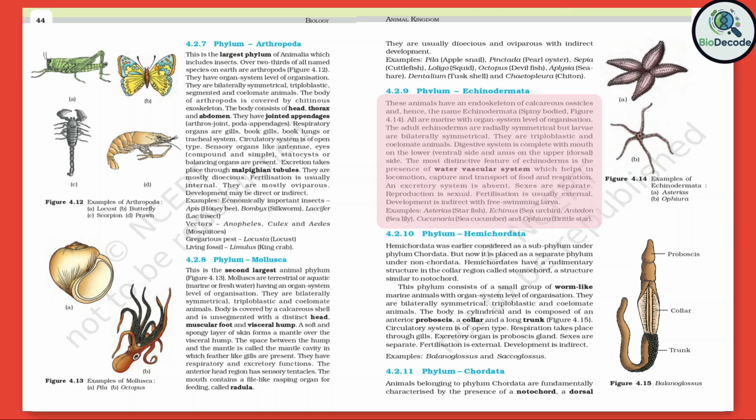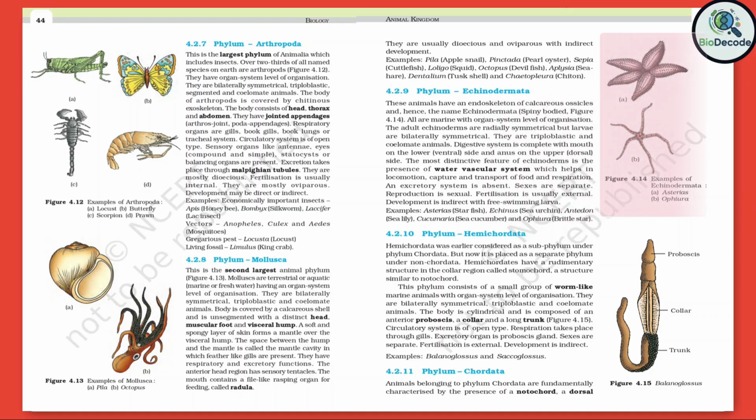The digestive system is complete with the mouth on the lower ventral side and the anus on the upper dorsal side. The most distinctive feature of echinoderms is the presence of the water vascular system, which helps in locomotion, capture and transport of food, and respiration. An excretory system is absent. Sexes are separate. Reproduction is sexual. Fertilization is usually external. Development is indirect with free-swimming larvae. Examples: Asterias, starfish; Echinus, sea urchin; Antedon, sea lily; Holothuria, sea cucumber; and Ophiura, brittle star.